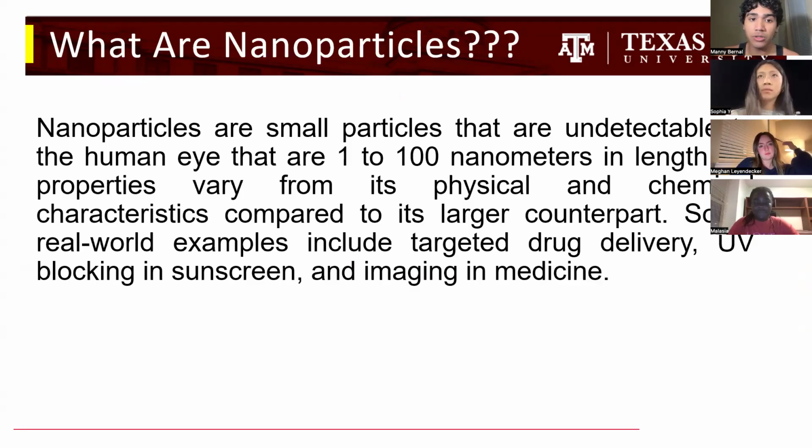Nanoparticles are small particles that are undetectable to the human eye that are 1 to 100 nanometers in length. Their properties vary in physical and chemical characteristics compared to their larger material counterpart. This is dependent on their shape, size, and surface area. Some real-world examples include targeted drug delivery, UV blocking in sunscreen, and imaging in medicine.